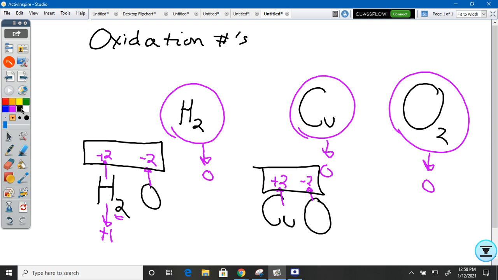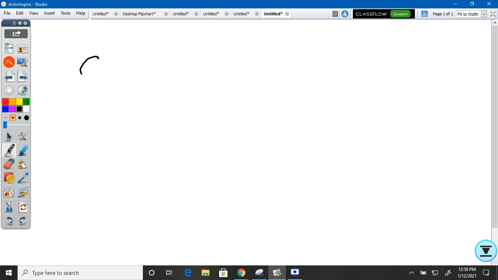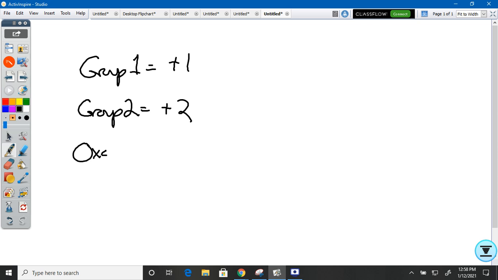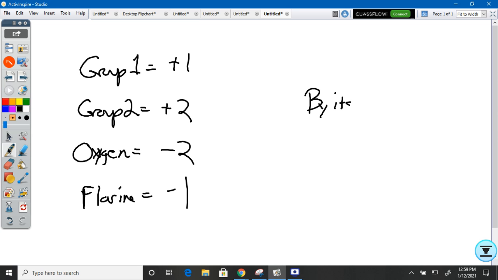So the ones you know for sure, people, the ones you know for sure, okay? Group 1, they'll always form +1s in compounds. Group 2 elements, they'll always form +2s. Oxygen, pretty much always, will form -2s. Fluorines or fluoride will form -1. +1, +2, -2, -1. And if it's by itself, not inside of a compound, what is it? 0.